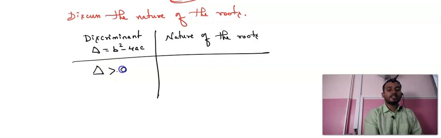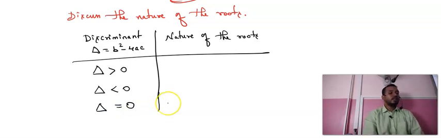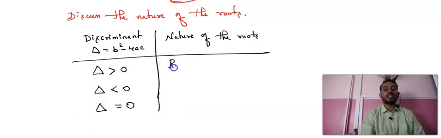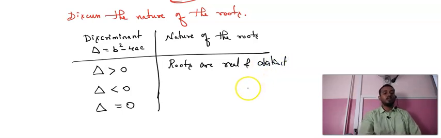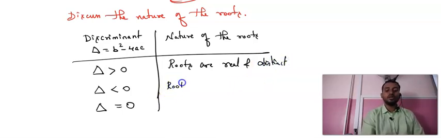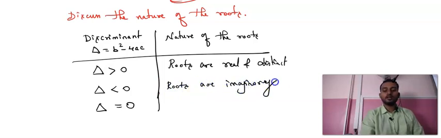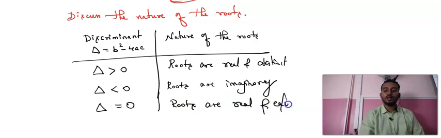If delta value is greater than 0, delta value is less than 0, or delta value, that is b square minus 4ac, is equal to 0. Delta greater than 0, less than 0, equal to 0. If delta value is greater than 0, then roots are real and distinct. Am I right? If delta value is less than 0, roots are imaginary. If delta value is equal to 0, roots are real and equal.